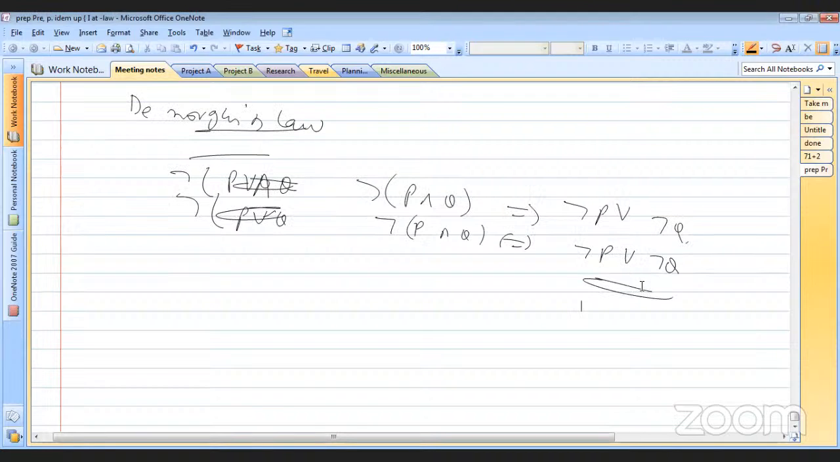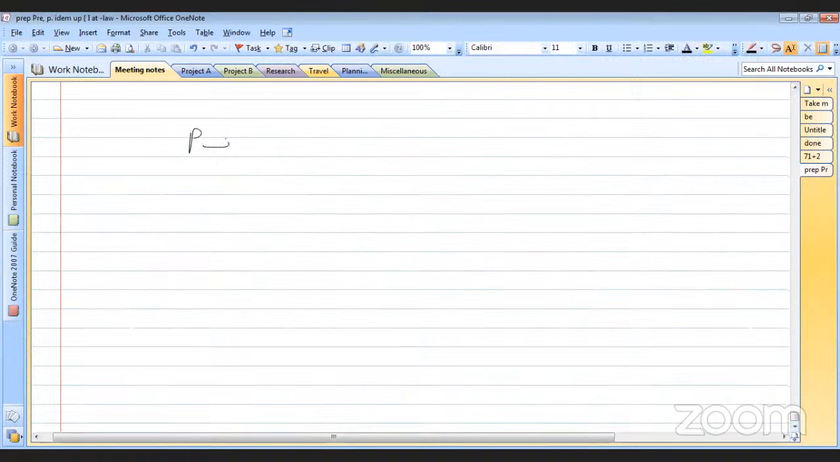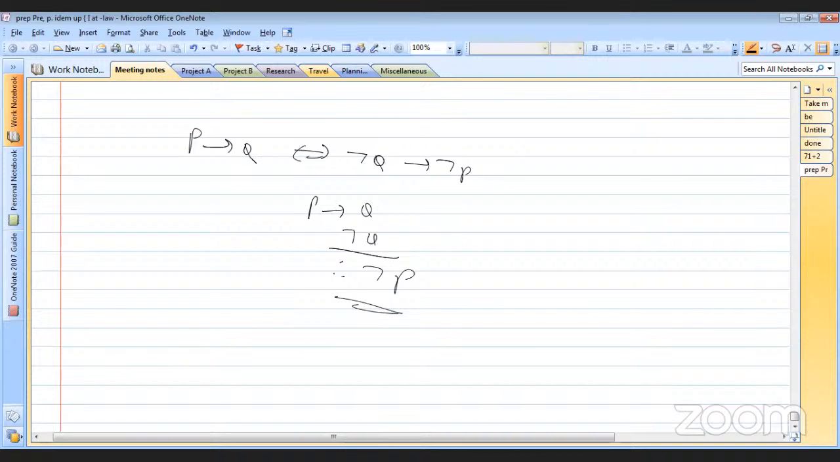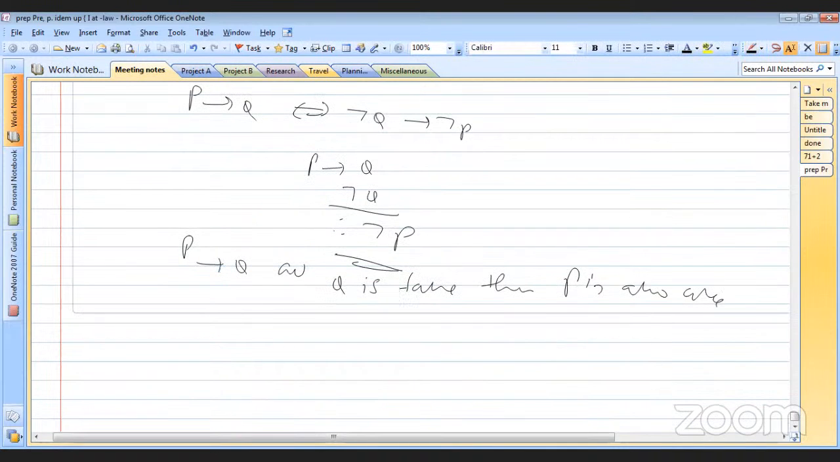Then the contrapositive rule. P implies Q, and negation of Q, gives negation of P. Total, it can be written as P implies Q and negation of Q. Negation of Q means Q is false, so immediately we can write negation of P. We can write here P implies Q and Q is false. Why? Because Q is false, then P is also false. This is called the contrapositive rule we have to write here.